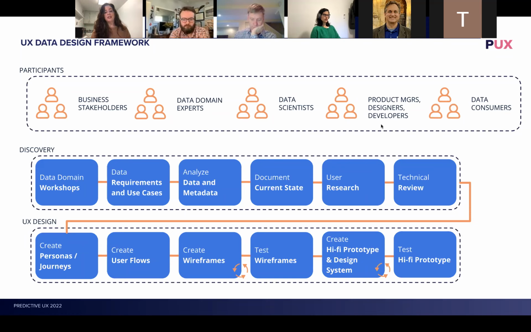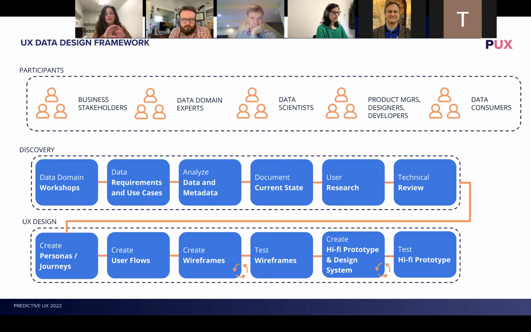We have data scientists, product managers, designers, and developers. A lot of times data scientists are working with maybe data domain experts and developers in the background, and we don't get to talk to them. And then importantly, we have the data consumers. They may not be your business stakeholders or your SMEs or your domain experts, but they're the people who have to take action on the data. They have to find it and know what to do with it.